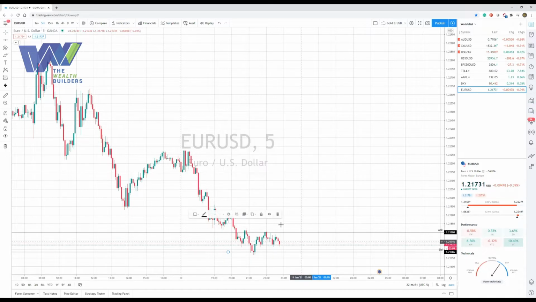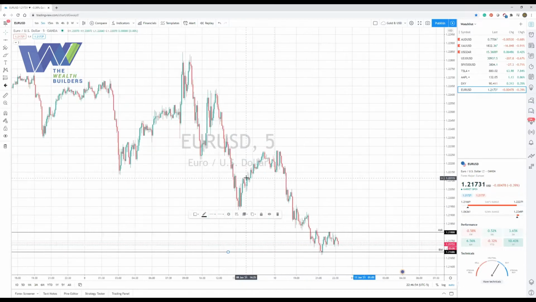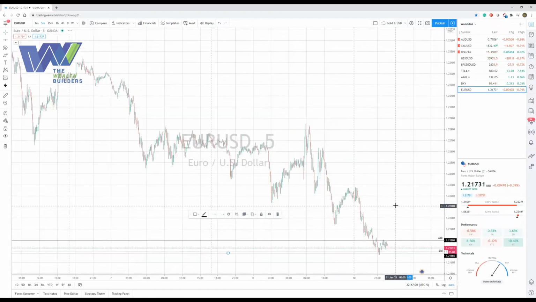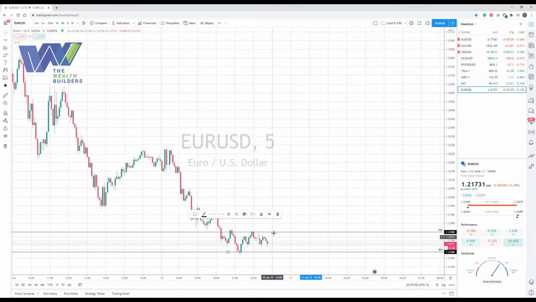Currently, on this 5-minute chart, it looks like it's going bearish, so I would want to put in a sell. I'm expecting price to come down. If I were to sell right now, I would be selling it.